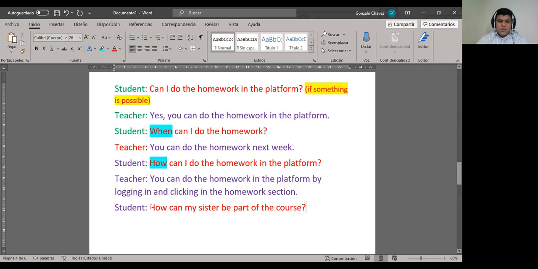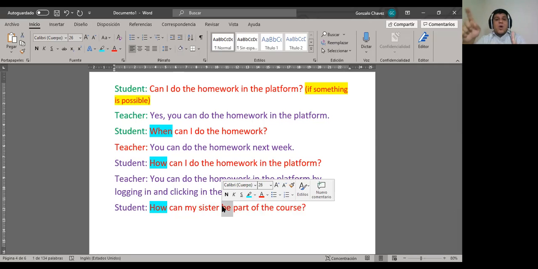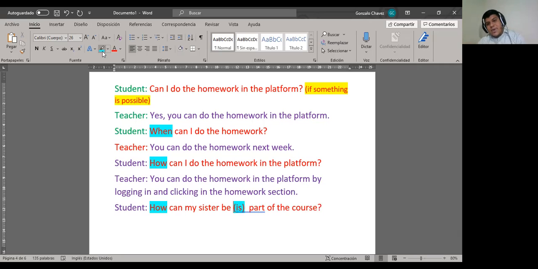Remember that in this one, we continue using a WH word. And remember that when we have an auxiliary, in this case can, it eliminates all changes in the verb. That verb goes in the base form. That's why, for my sister, the verb to be we would use is, right? But remember, every time we have an auxiliary, the verb returns to the base form. So in this case, you say, how can my sister be? Be is the base form of the verb to be, no conjugation. How can my sister be part of the course? And then the teacher says, she can call the school principal.